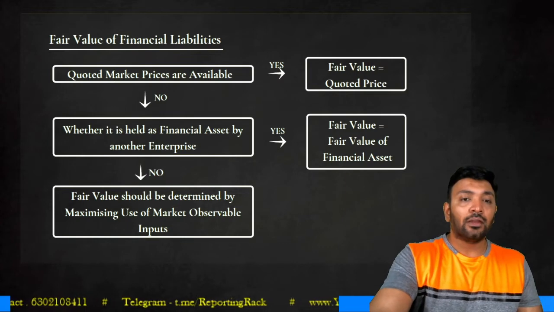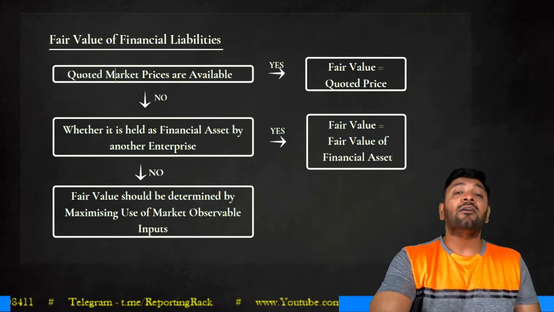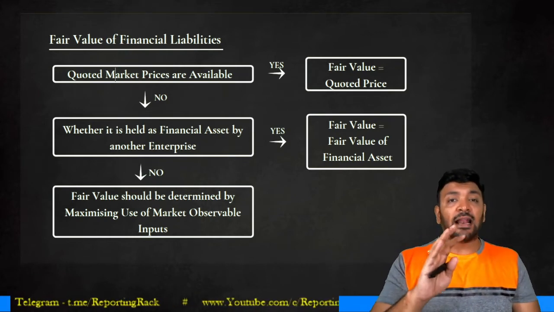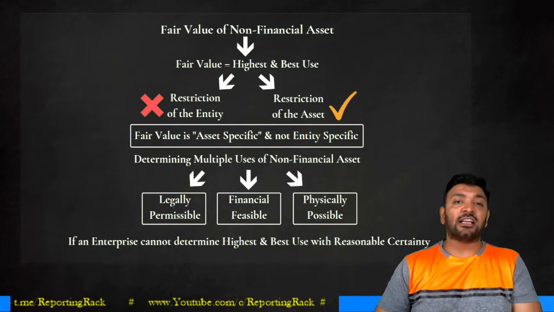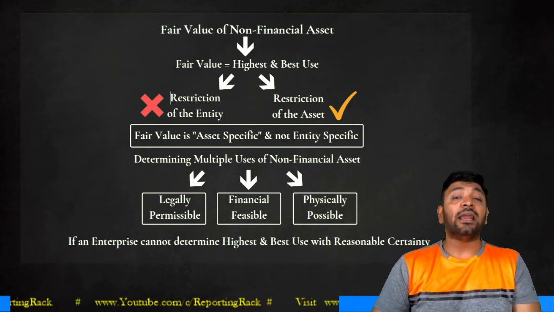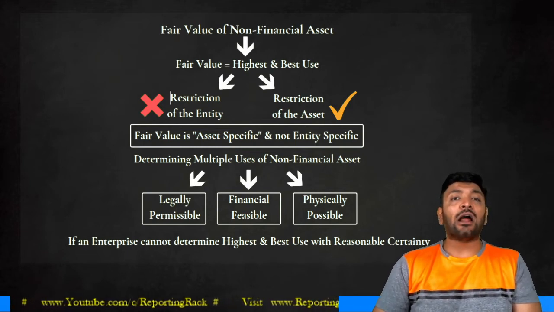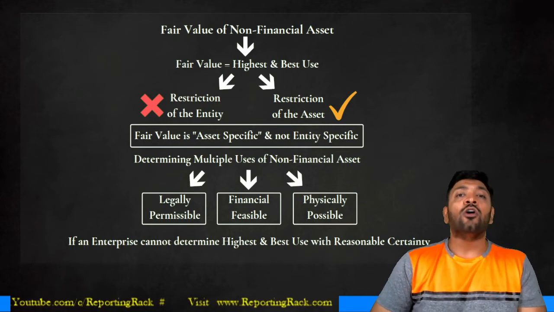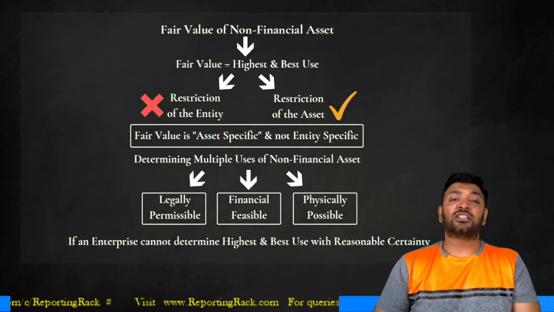Here, this is the first exception to the techniques of valuation, where we have completely different techniques in determination of fair value of a financial liability. The second exception is regarding a non-financial asset. For a non-financial asset, determination of fair value should be based on highest and best use. The fair value of a non-financial asset like a land or a building or a plant and machinery or a vehicle or furniture should be determined based on highest and best use.